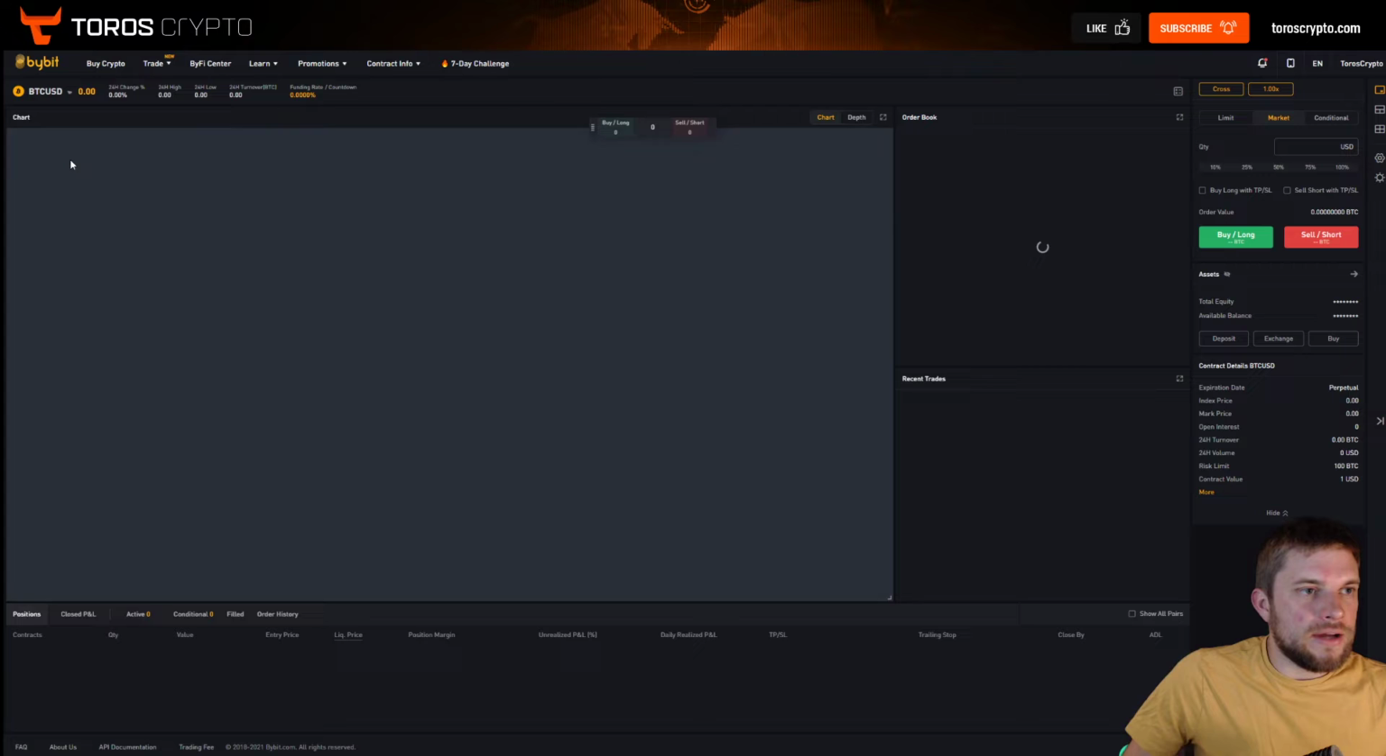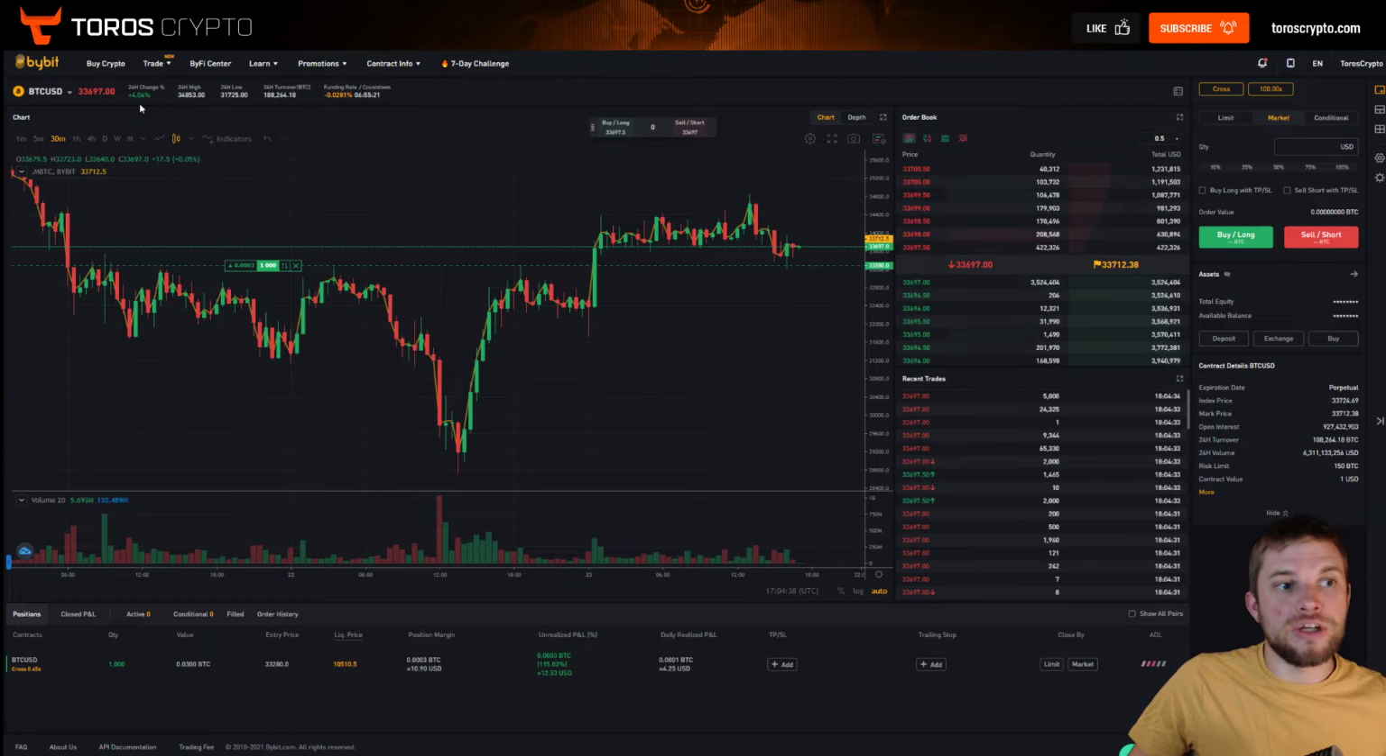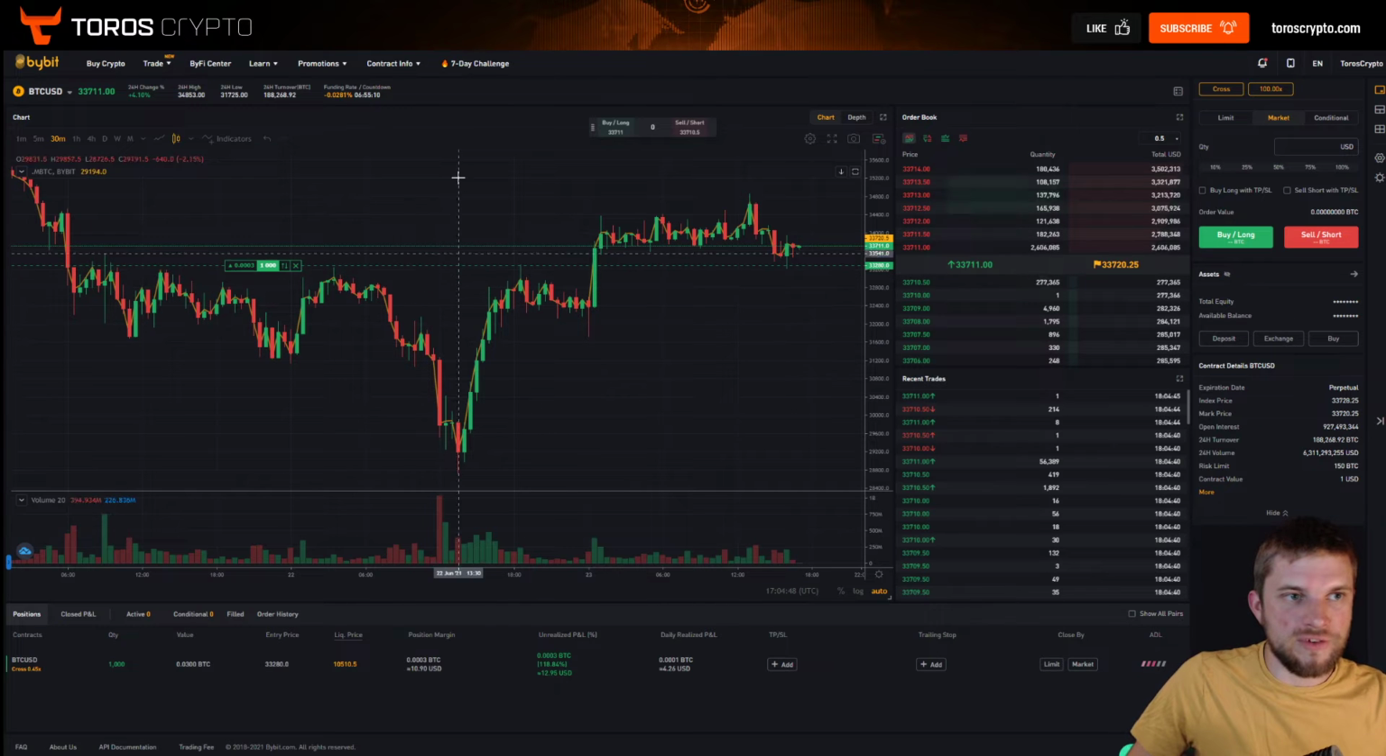Cool. So let's go back onto this Bitcoin USD pair. What you can see here next to that is the 24-hour change. You can see that Bitcoin today is up 4.06%. You can see your 24-hour high. You can see your 24-hour low. You can see the turnover of Bitcoin that has been traded within the last 24 hours. And then here you have your funding rate.